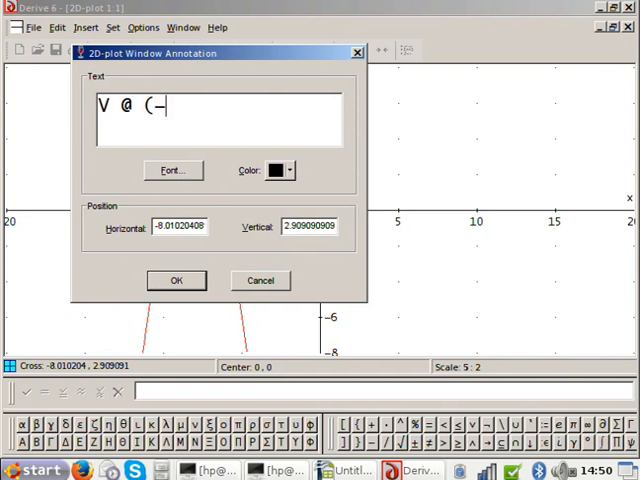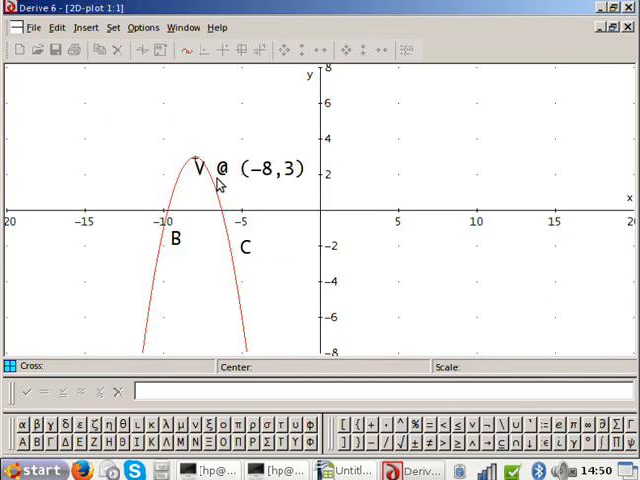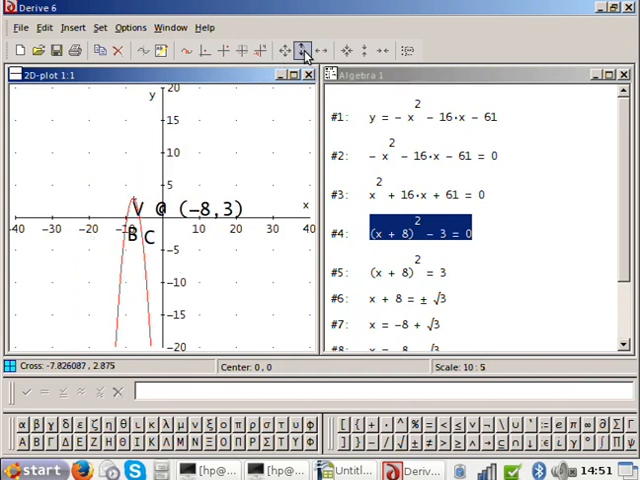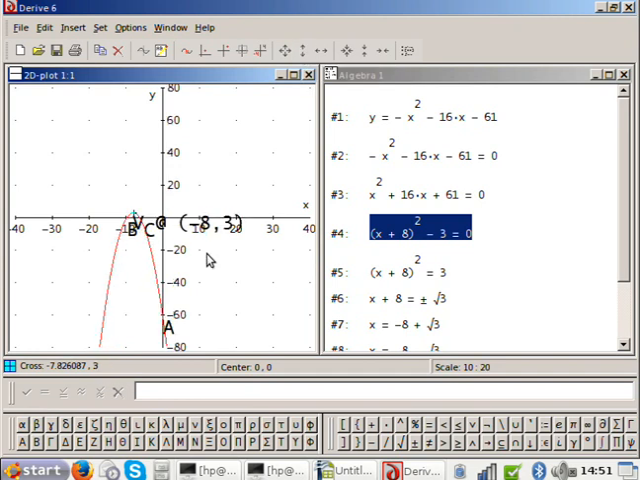at minus 8, 3. About there. Minus 8, 3. The highest point. This is the graph here, yeah? And I'm saying the vertex is minus 8, 3. Oh, sorry, the minus 61 is just off the screen. There it is, there. Okay. I couldn't fit it in on the screen.